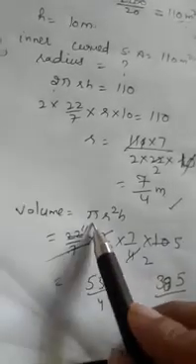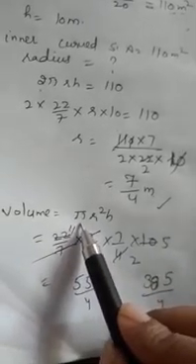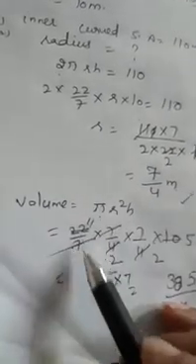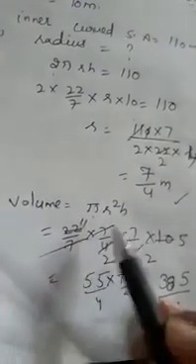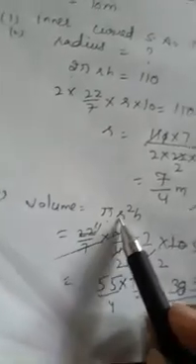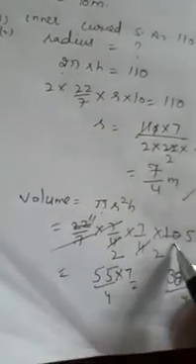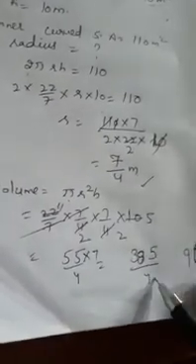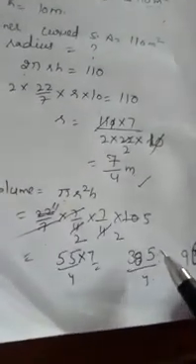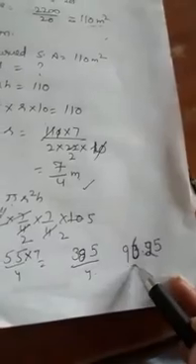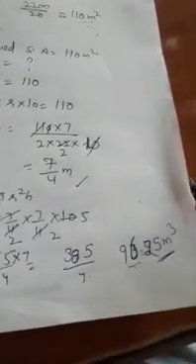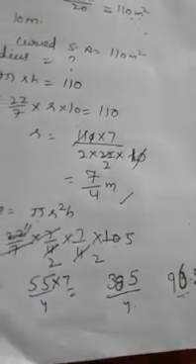Now in third part we have to find capacity. Capacity means volume, that is pi R square H. Put the values: pi is 22 upon 7, R is 7 upon 4, as square is, so we will take 2 times, and H is 10. Cancel all these values, we will get 385 upon 4. And if you are finding it in decimal, then you will get 96.25 cubic meter. This is the volume. So this was our fifth question.